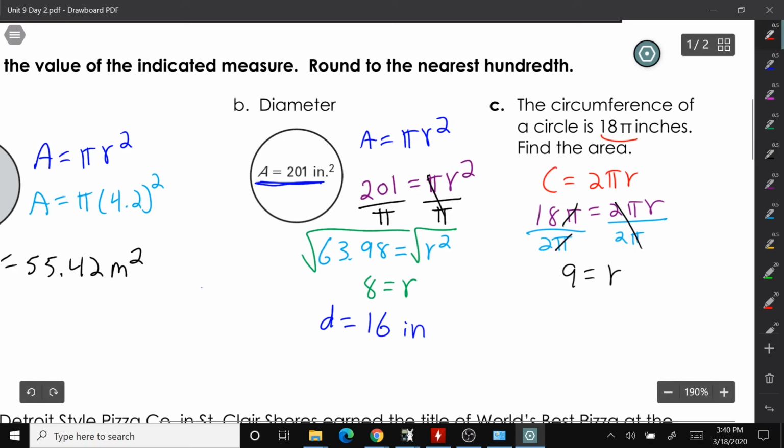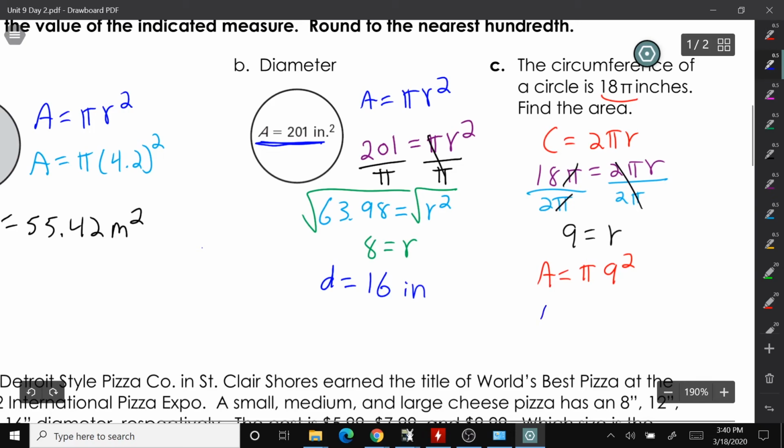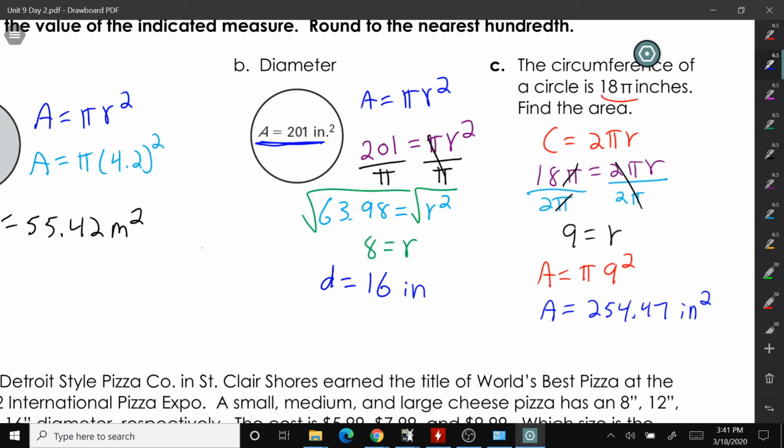Then we can plug that into the area formula for a circle. So area equals pi times the radius squared. So then in my calculator, I will type that in. And again, if you want to use 3.14 for pi, that's fine. So when I type that into the calculator, I get 254.47 square inches, because we're talking about area. So it's very important that you look at what you are given and what you are then asked to find.